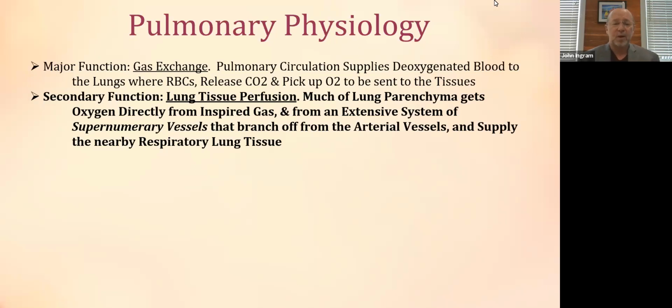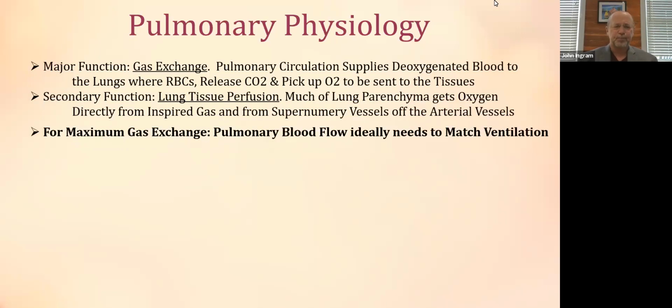Much of the lung parenchyma gets oxygen directly from inspired gas and from an extensive system of what's called supernumerary vessels. Those branch off from the arterial vessels and supply the nearby respiratory lung tissue. So there's a dual function going on there that's not talked about very often.